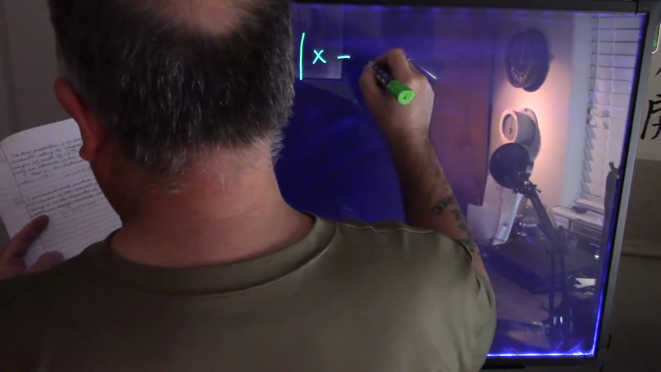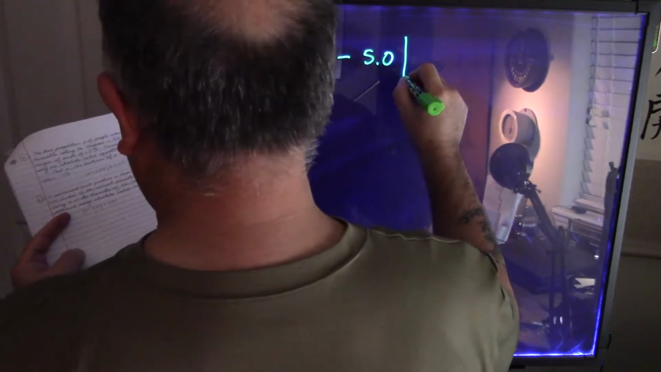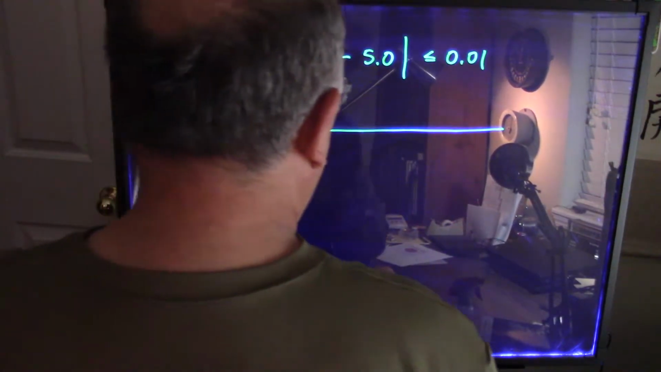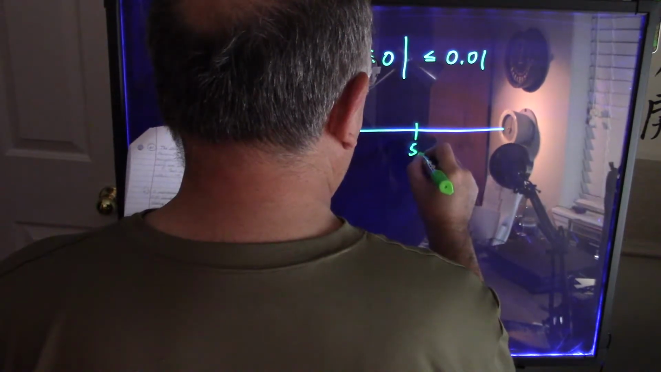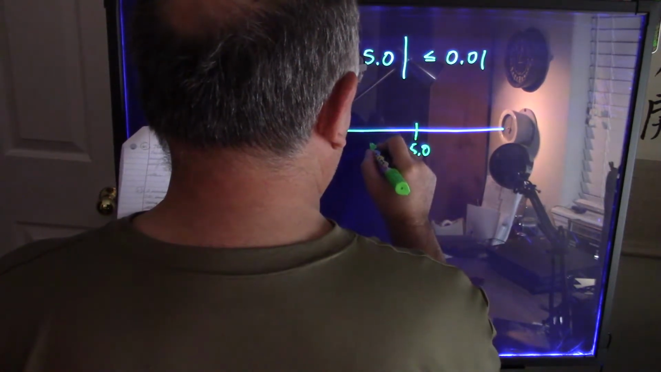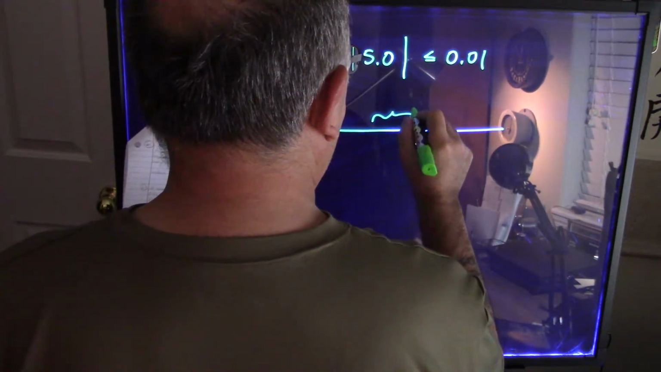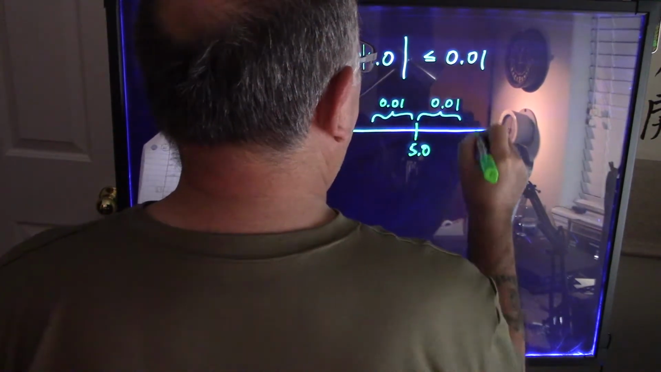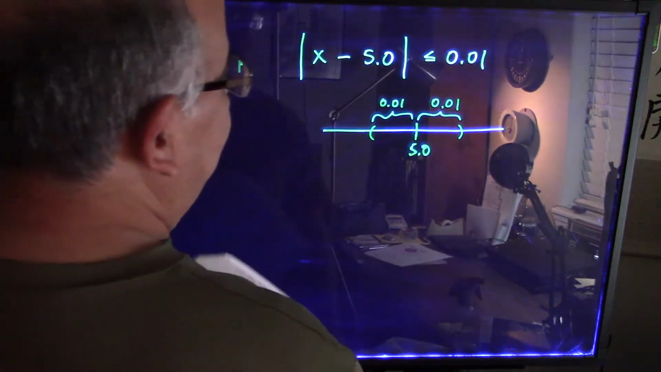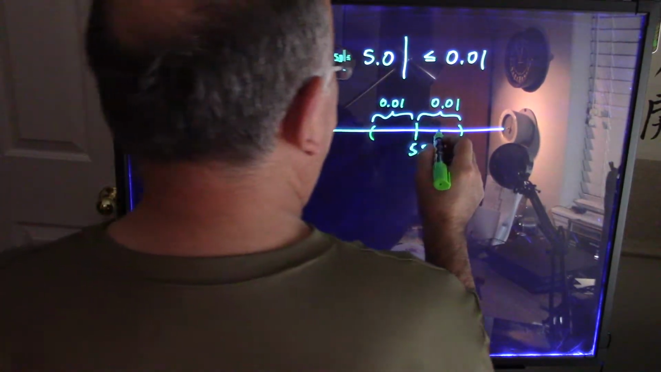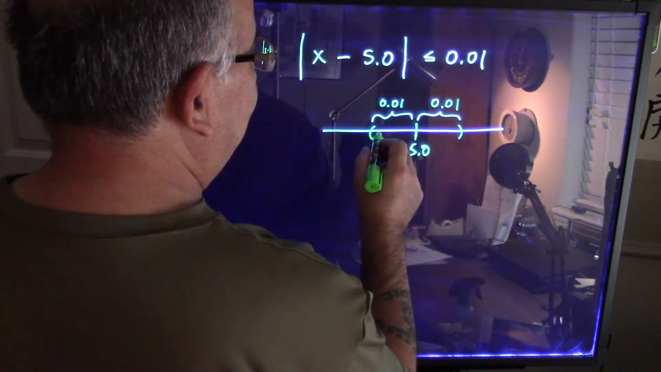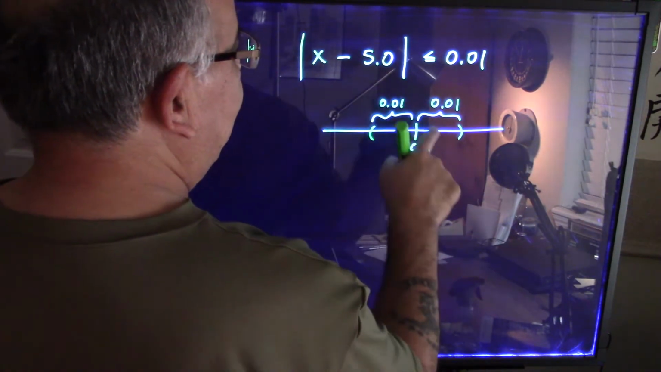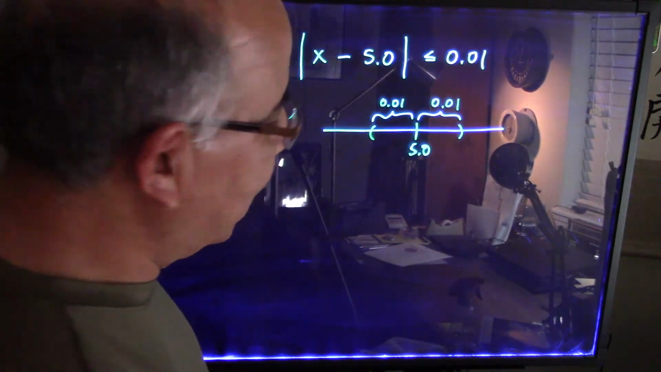Absolute value of X minus 5.0 has to be less than or equal to 0.01. So if you look on a number line, and this is, let's say, 5.0, and 0.01 on either side of 5.0, whatever these 2 points are. So X has to be somewhere in there. The actual diameter of the bearing has to be either a little bit smaller, but no more than 0.01, or a little bit larger than 5.0, but no more than 0.01. So this diagram is expressed in this absolute value inequality right there.